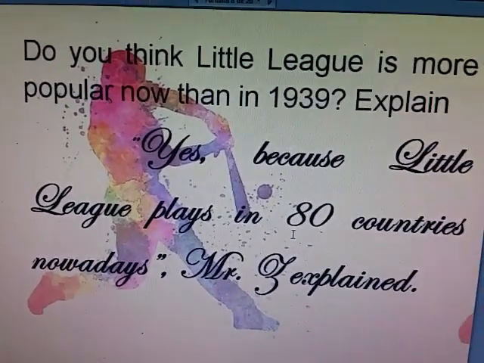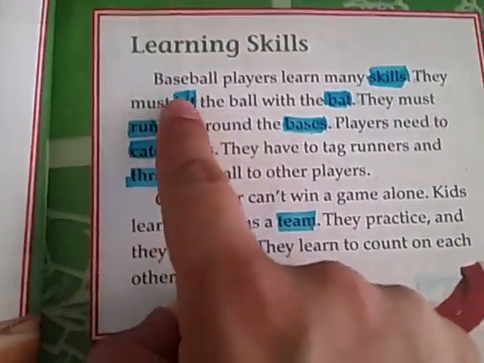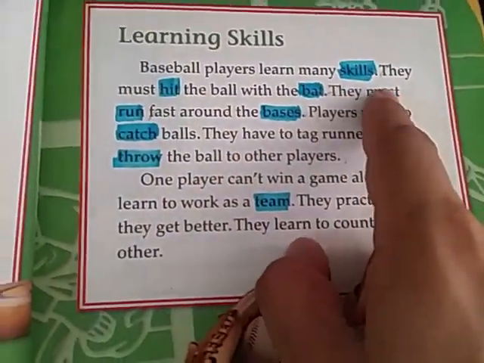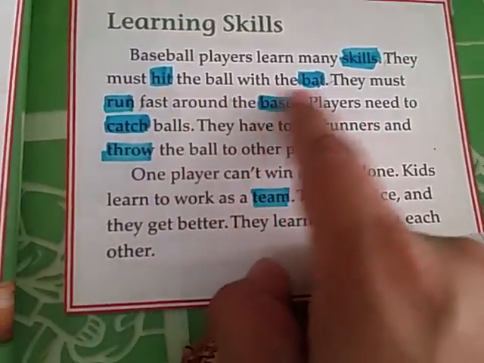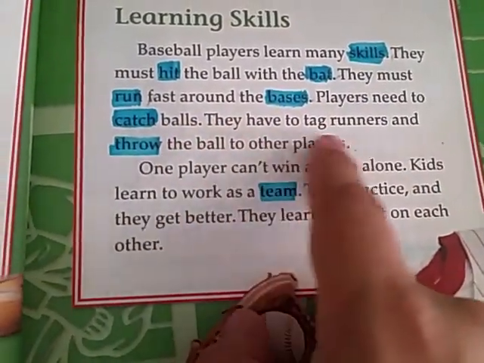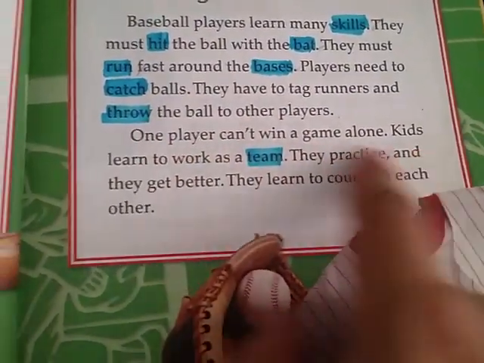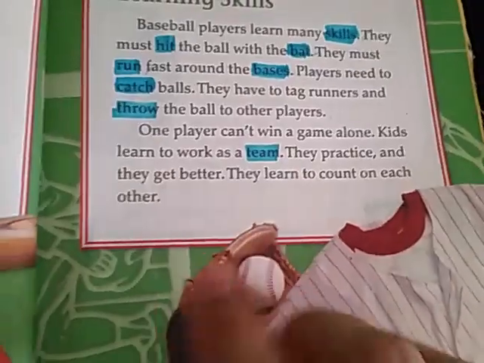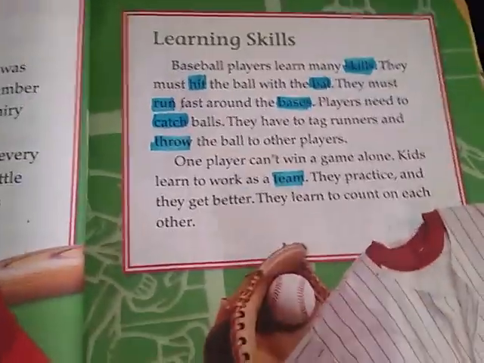And let's continue with the next one on page 47. Page 47, let's give a bit of review. On this page, we learned that baseball players learn many skills. They run very fast, they hit the ball. They also need to tag runners and throw the ball to other players. And we are told how important a team is if they really want to do their best in any game.